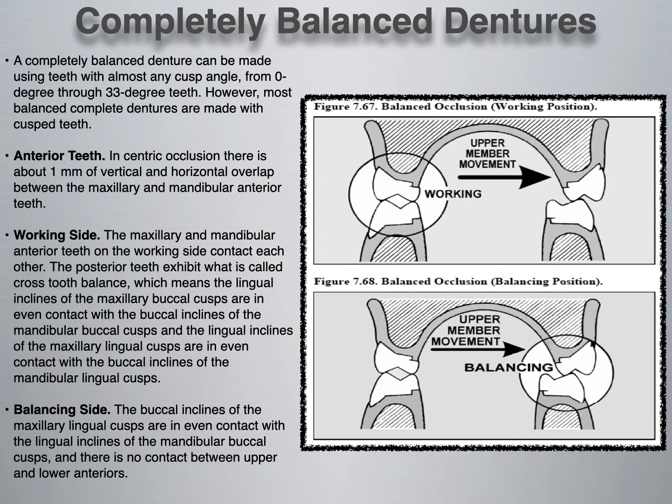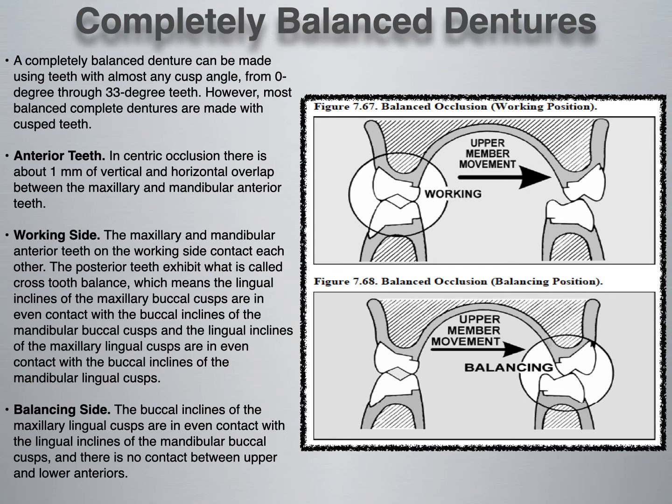Now, when talking about working and balancing, let's talk a little bit about the illustrations we see. In the illustrations, you see an arrow where it says the upper member movement. That is referring to the articulator. Obviously, the upper member does not have movement in reference to the intraoral environment. The lower jaw is the one that moves. So although here we see the upper member moving, it is important to remember that the lower jaw is the one that moves in the mouth.